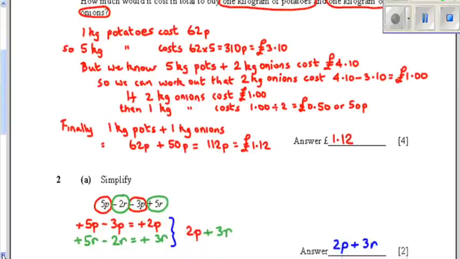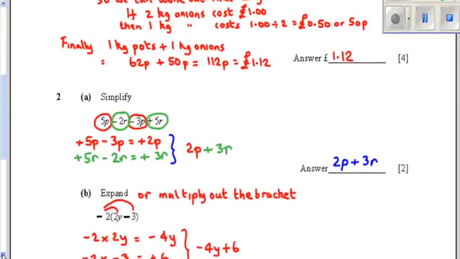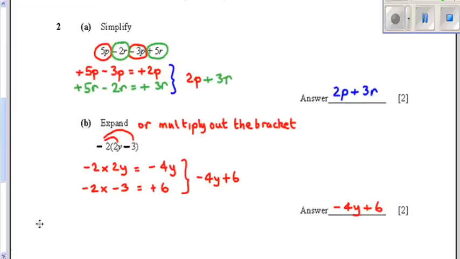And going down to question 2, this time we're asked to simplify. Again, it's a good idea if you put a circle round. I put a red circle round the 2 terms that are the same. We've got 5p here, we've got minus 3p here, so we're going to combine those 2 terms together because they're the same type of term. So plus 5p minus 3p, and that leaves us with 2p or plus 2p.